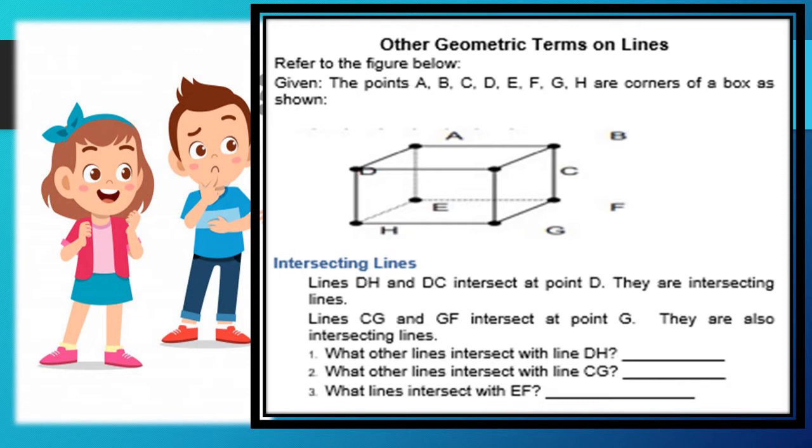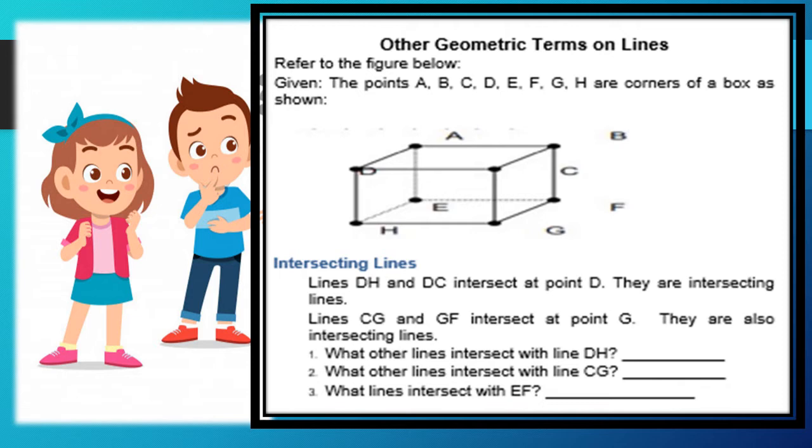Lines CG and GF intersect at point G. They are also intersecting lines. Now, there are 3 questions given below. Let's try to answer. Number 1, what other lines intersect line DH? We can also have line HG.